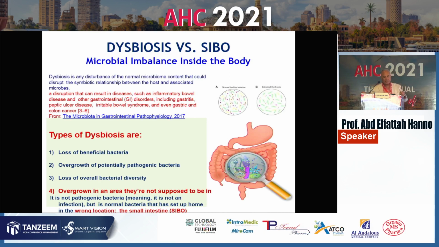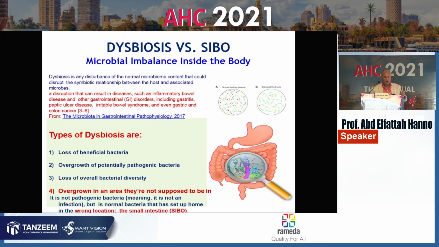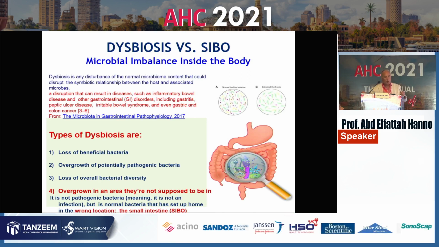So this disruption can lead to diseases such as inflammatory bowel disease. We have different types of dysbiosis. The first one is the loss of beneficial bacteria. The second one is the overgrowth of potentially pathogenic bacteria. The third is the loss of overall bacterial diversity. And finally, the overgrowth in an area they are not supposed to be in.